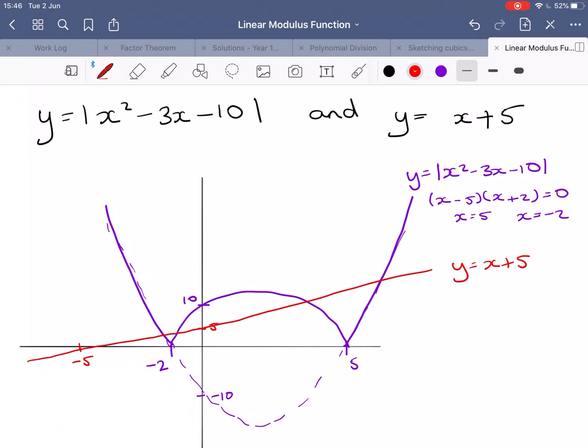So how many points of intersection does this one have? Well, it's actually got 1, 2, 3, 4 points of intersection.